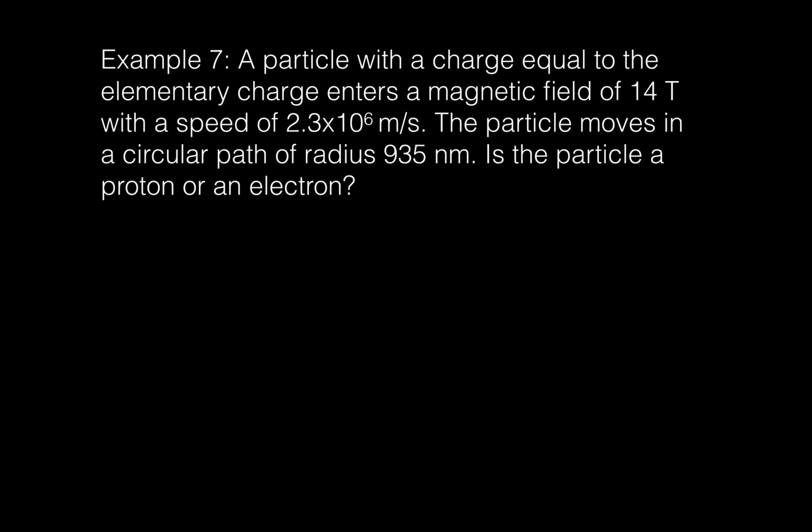Example 7. A particle with a charge equal to the elementary charge enters a magnetic field of 14 teslas with a speed of 2.3 times 10 to the 6 meters per second. The particle moves in a circular path with a radius of 935 nanometers. Is the particle a proton or an electron? We start by writing down the equivalency. The magnetic force is equal to the centripetal force, where we have BQV equals mv squared over r, where v cancels out once on both sides.